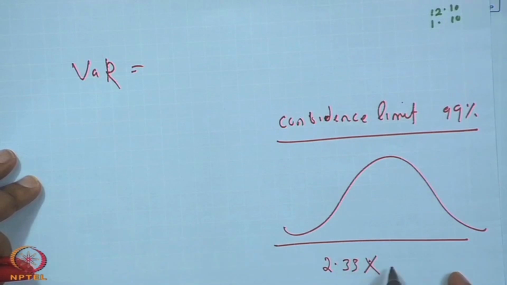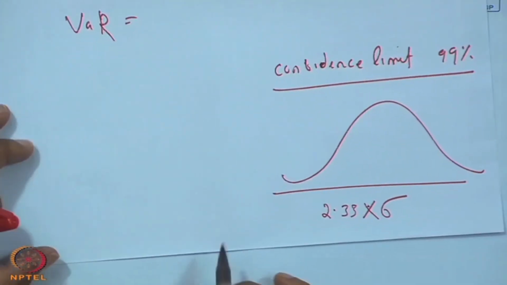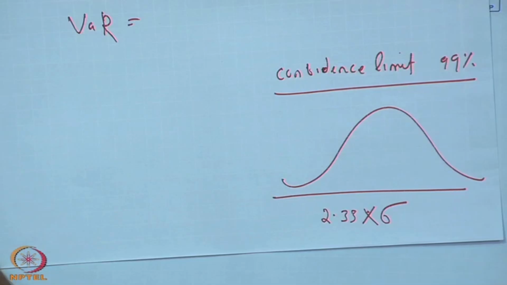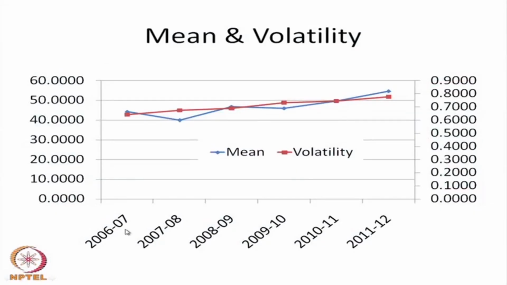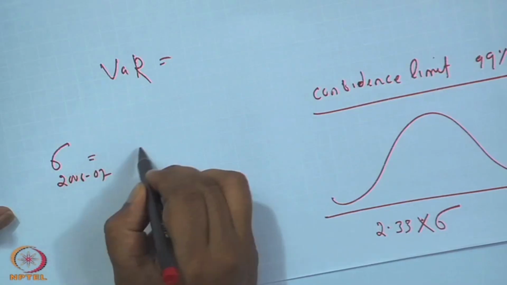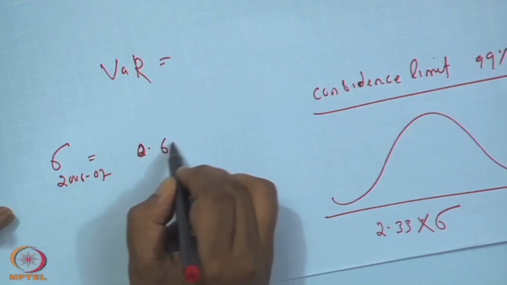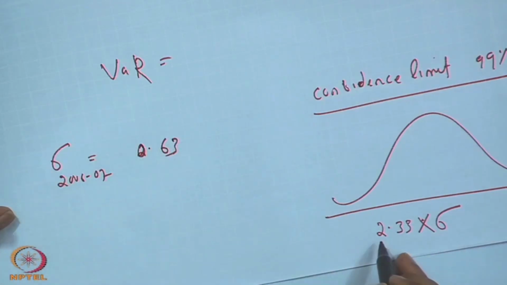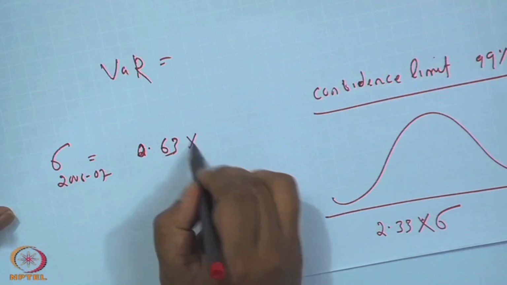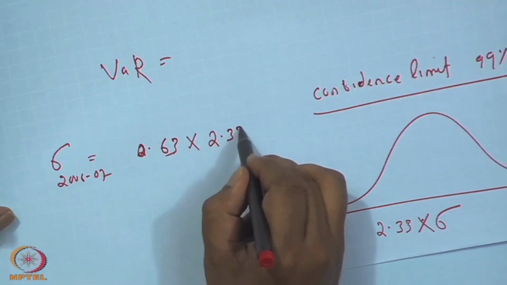So, for the 99% confidence on the normal curve, the value is 2.33, and the volatility is sigma here. The volatility in 2006-7, the red line on the secondary axis, is something around 0.63. So the volatility in 2006-7 is 0.63, and with a confidence limit of 99%, that value is 2.33, which you multiply.